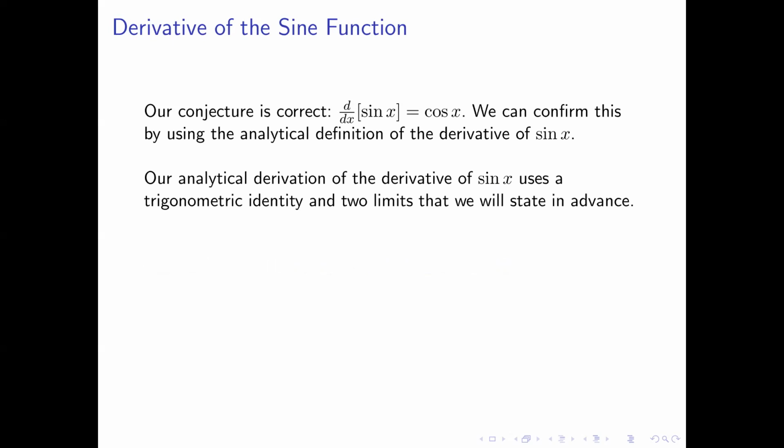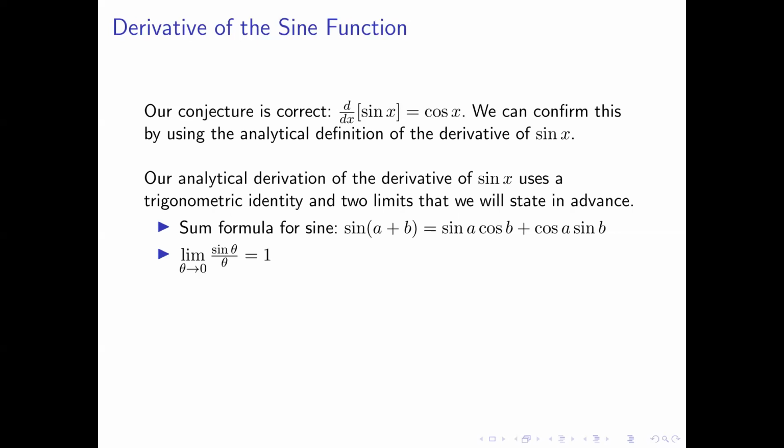Now, to do this and to handle the limit that we'll obtain, we need a few resources: a trigonometric identity and a couple of limit values. The trigonometric identity that we'll use is called the sum formula for sine. And there it is. The sine of a plus b is the sine of a times the cosine of b plus the cosine of a times the sine of b. That might look familiar from your earlier study of trigonometry.